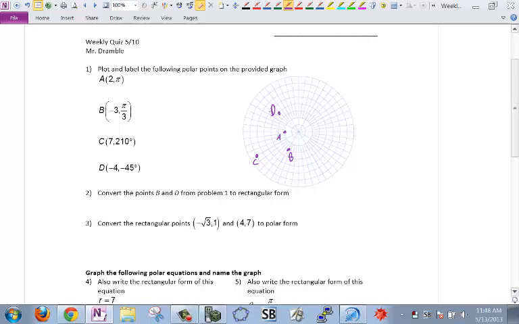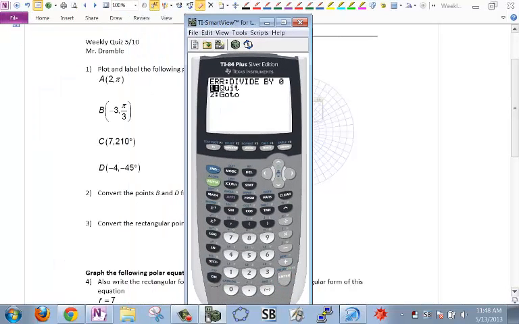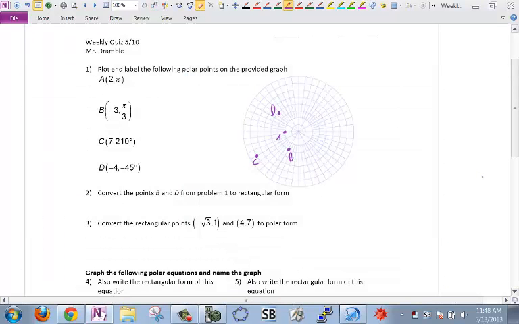Convert points B and D to rectangular form. So for B, we are just going to type in negative 3 cosine. Now it says pi thirds, so I should make sure I'm in radians mode. Negative 3 cosine pi thirds. Except that's on the unit circle. Cosine of pi thirds is 1/2, so negative 3 times that is going to be negative 3/2. Sine of pi thirds is radical 3 over 2, so it's going to be negative 3 radical 3 over 2.